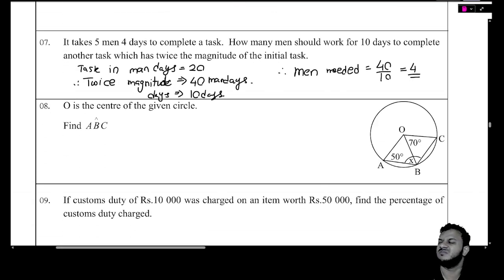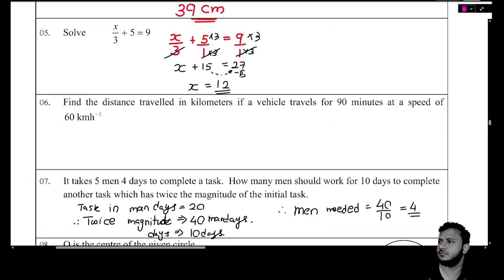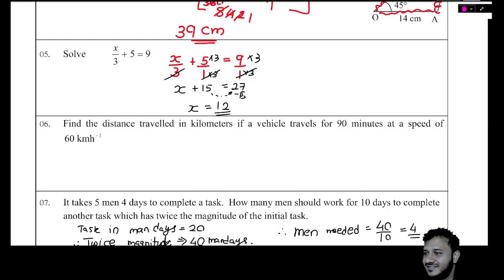Okay, Pute? Excuse me, sir. Mm-hmm. Question? Yes, Pute. Sixth question. Ah, I missed it. Sorry. Find the distance traveled in kilometers if a vehicle goes for.